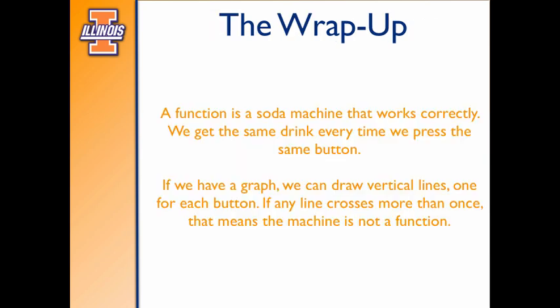So let's wrap this up. A function is a soda machine that works correctly. We get the same drink every time we press the same button, meaning that every x value, every input, is paired with exactly one y value or output. If we have a graph, we can test that by drawing a vertical line, one line for each button. If that vertical line crosses our graph more than once, that means the machine is broken and is not a function. If the line crosses exactly once, then our machine works. It's a function.